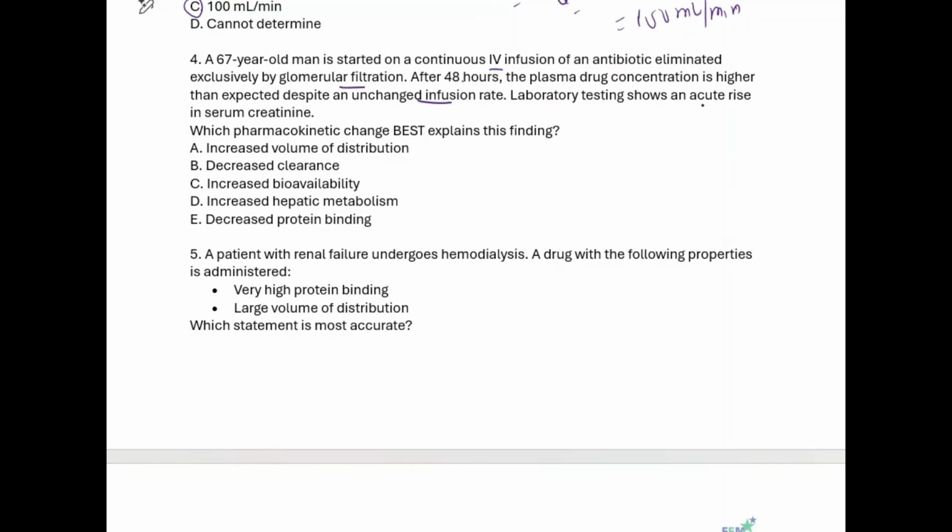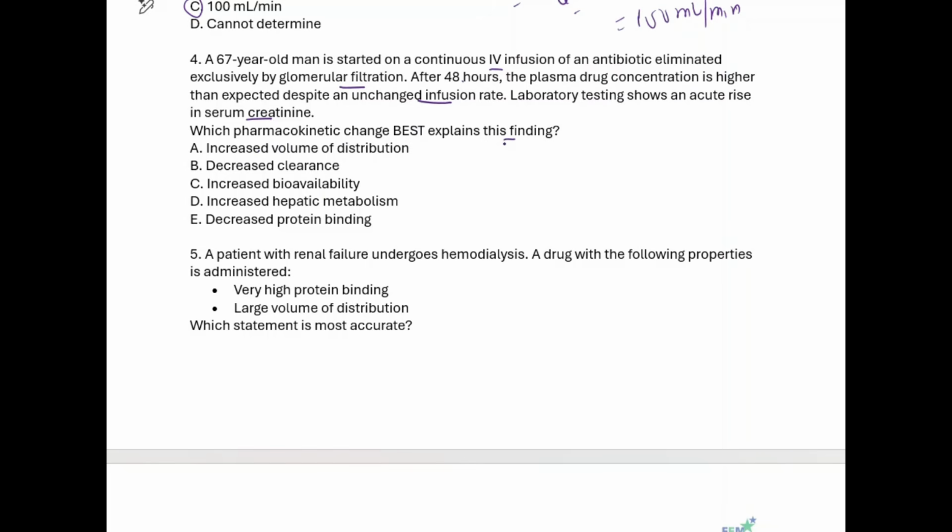And the lab testing shows an acute rise in creatinine. So a rise in creatinine is telling me that there's something wrong with the glomerular filtration rate. Because if you remember, the clearance of creatinine also equals what? The GFR. Even though it slightly overestimates the GFR, we can use the clearance of creatinine to evaluate the GFR. So if the creatinine is increasing, that's telling me there's something wrong with the glomerular filtration rate. Which pharmacokinetic change best explains this finding?